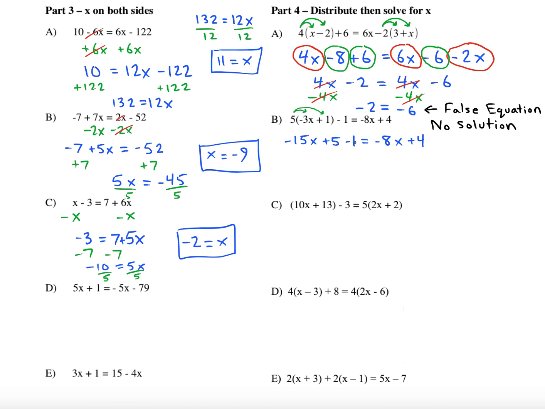Okay, now I'll combine those numbers. 5 minus 1 makes 4.